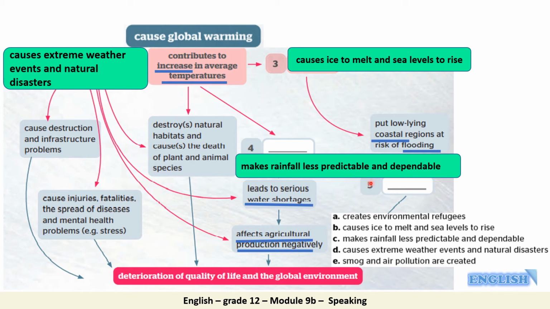It's C. What about 5? Yes, it creates environmental refugees. So here the result is deterioration of quality of life and the global environment. Great.